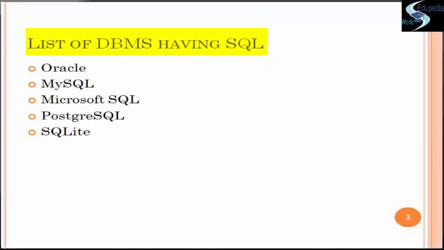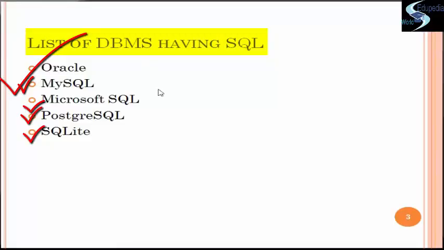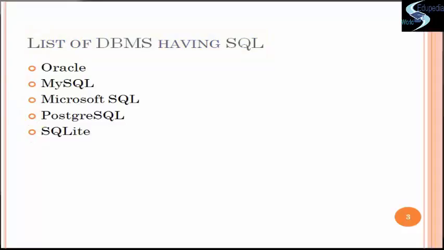Let us see some of the DBMS or RDBMS which have SQL of their own. SQL, though, is a standard, but many of the database systems that exist today implement their own version of the SQL language, such as Oracle, MySQL, MS SQL or Microsoft SQL, PostgreSQL, and SQLite. Now there are a few other RDBMS also which we have not listed here that have their own SQL language.